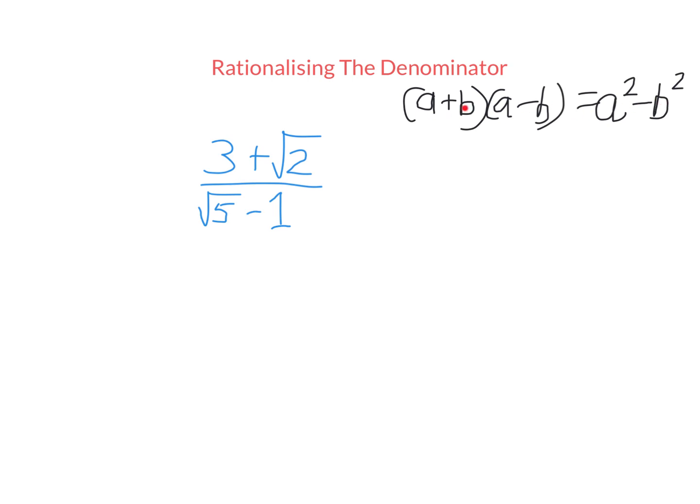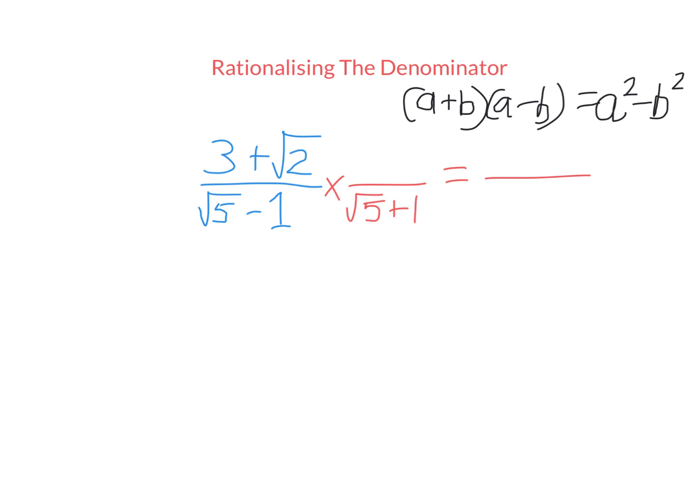Well, we can use this rule here, which is called the difference of two squares. A plus b times a minus b. You just square the first, square the second, and then stick a minus in front. How is that going to help us? Well, what we're going to do is we're going to times the denominator of this fraction by root 5 plus 1. So why are we going to do that?